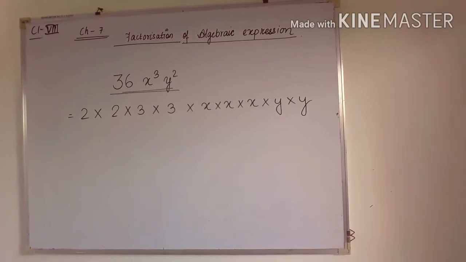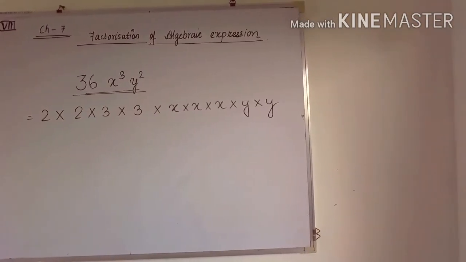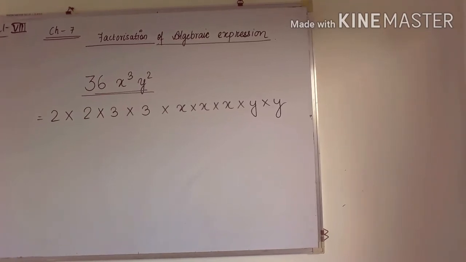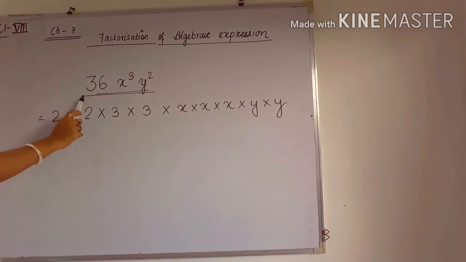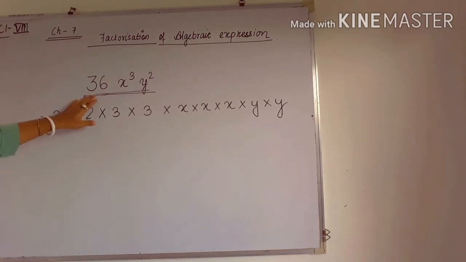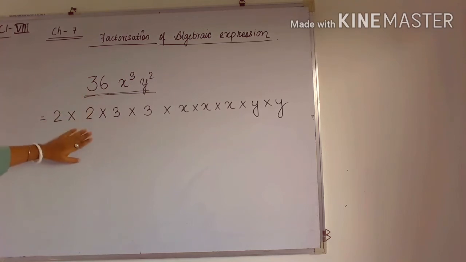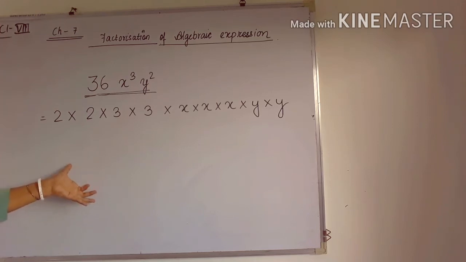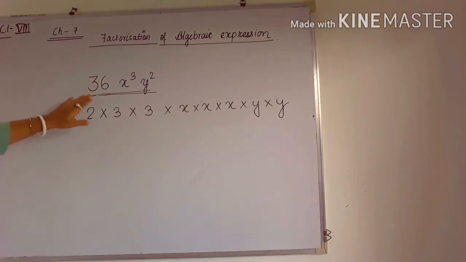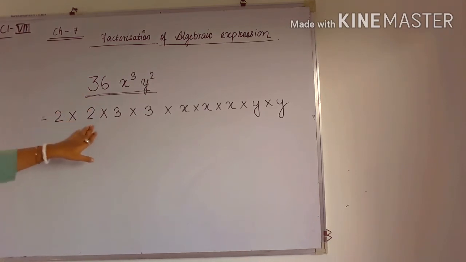So see, you can see here 36x cube y square. How to do the factorization here? First of all, you have to see the coefficient. Here the numerical coefficient is 36. We already know how to find the prime factorization of 36, using the method we have already used in the previous example for 24. So 36 can be factored as 2 into 2 into 3 into 3, and these are irreducible.